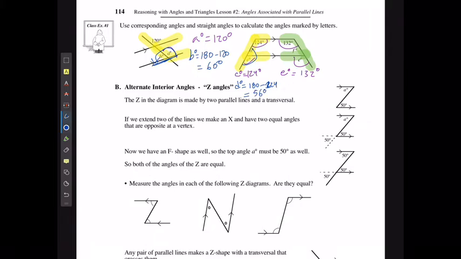And I know that F is going to make a straight line with E, so F is going to equal 180 minus 132, or F is going to equal 48 degrees.